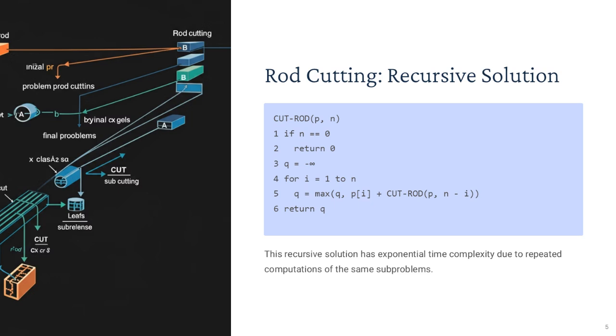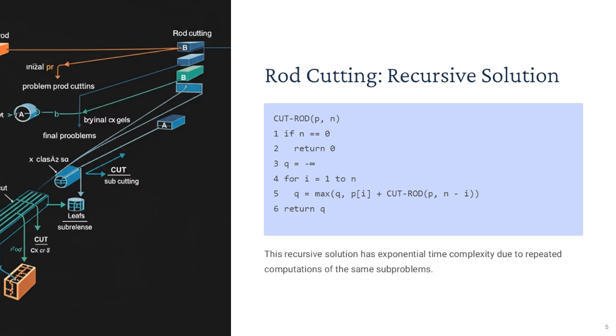In the top-down method, results of previously solved subproblems are stored and reused, avoiding redundant calculations. The bottom-up method systematically solves all subproblems from the smallest to the largest, storing the results in a table. Both methods reduce the time complexity from exponential to a more manageable order of n squared, making the algorithm much faster and more practical.